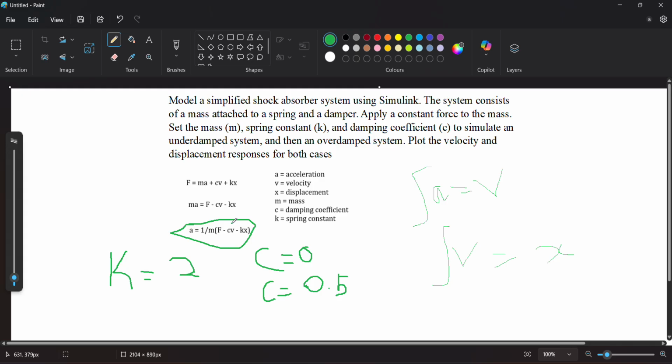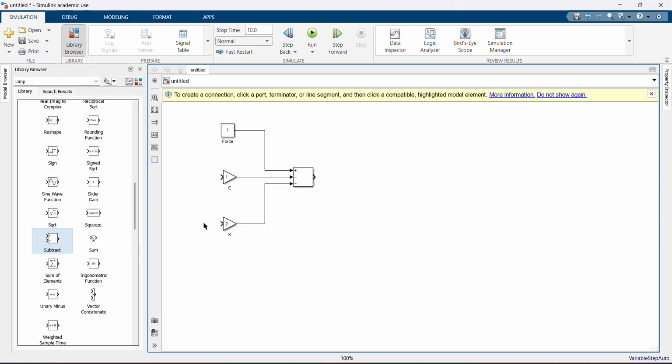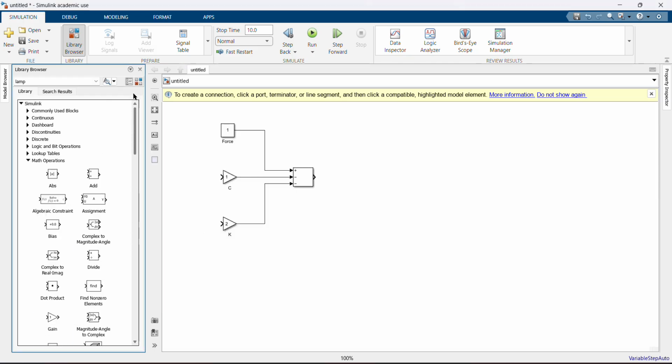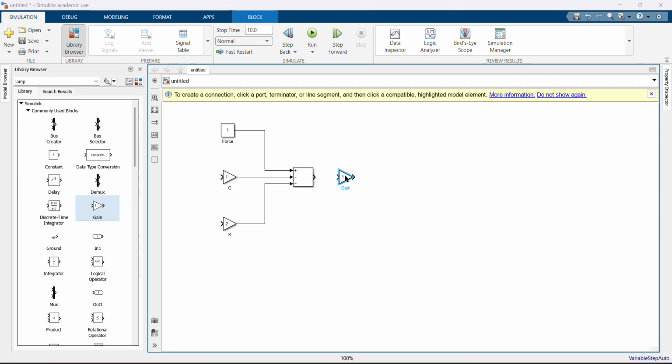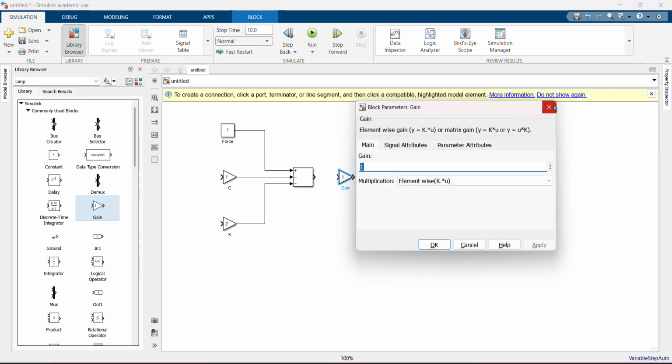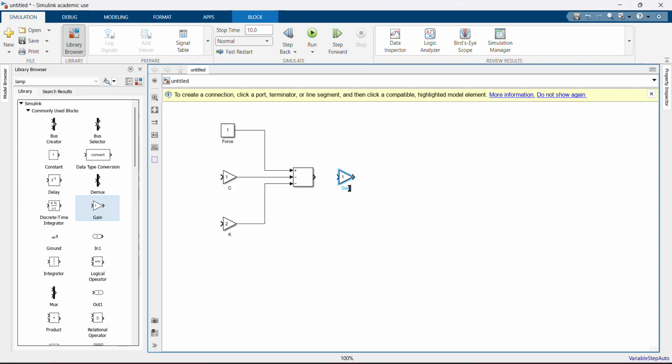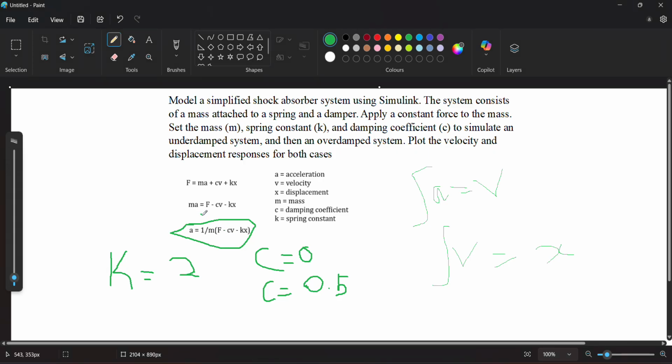Now outside the bracket we have a term 1 by m. I'm going to consider this 1 by m as a constant multiplier. So I'm going to use a gain block once again. Go to commonly used blocks and drag a gain block inside the workspace. I'm going to rename this gain block. Don't need to change the value. Let it be 1, and let's rename the gain block as 1 by m. This way we have completed the right hand side of the equation.